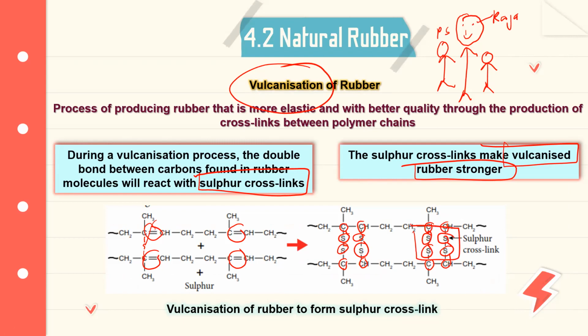So the SS here is actually the same concept as Raja. Sulfur crosslinks are so strong that no matter what happens, it will not move. It makes my vulcanized rubber strong. So how do I know something is a vulcanized rubber? When you see that you have sulfur in it, that's a vulcanized rubber.